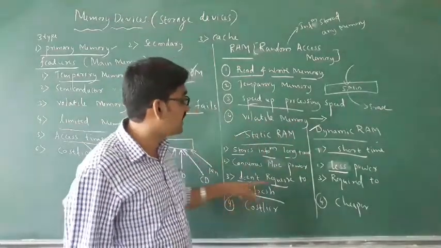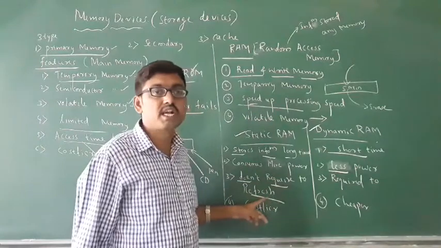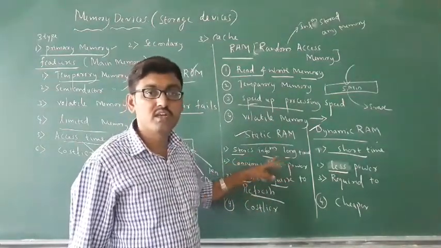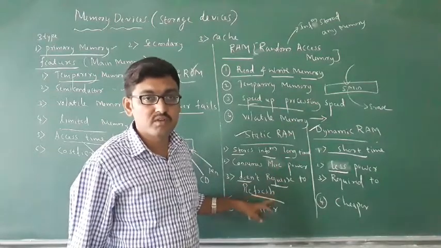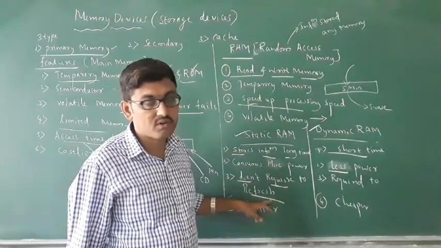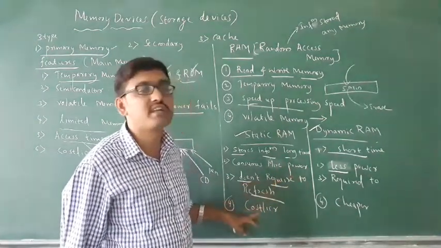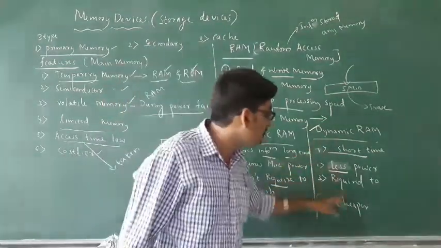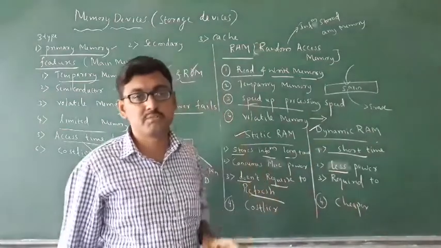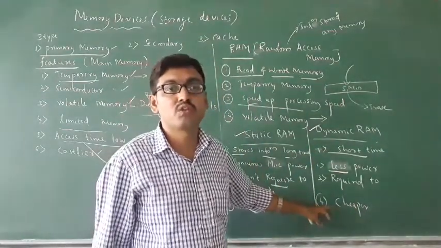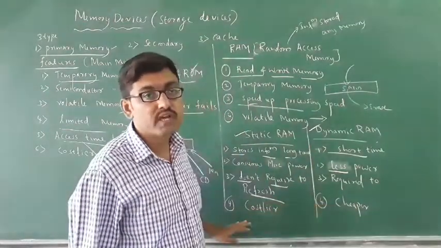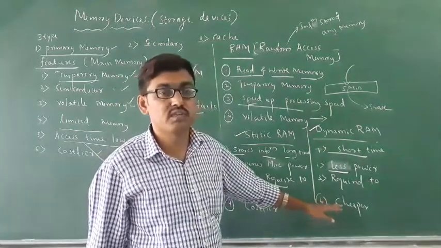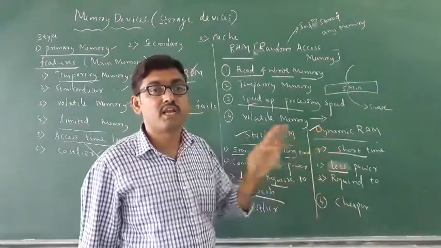Static RAM does not require refreshing, which means the data stays stored for a longer time, so there are no chances of frequent refreshing. Got it? This is your difference. Static RAM is costlier, but dynamic RAM is cheaper. Dynamic RAM is available for 2000 to 3000 rupees, but static RAM costs 5000 rupees. For 3000 rupees you get 2 GB RAM in the market.